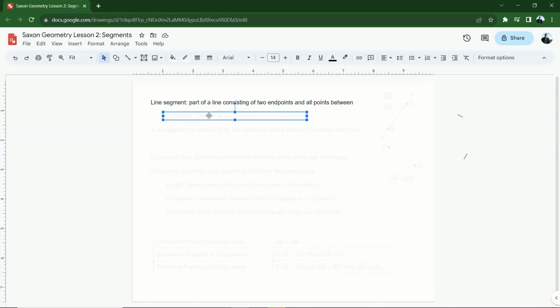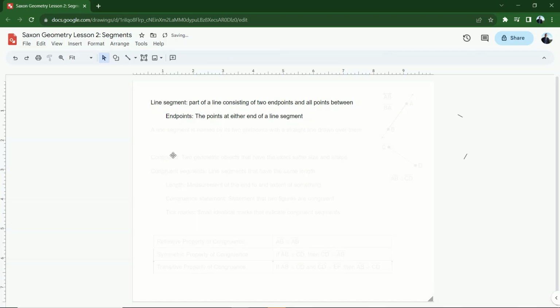Let's talk about what endpoints are, and then we'll get a picture of a line segment. Endpoints are the points at either end of a line segment. That makes sense. Okay, so the previous definition didn't name what endpoints are. Now we know endpoints are at either end of a line segment.